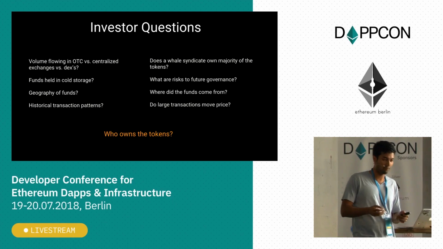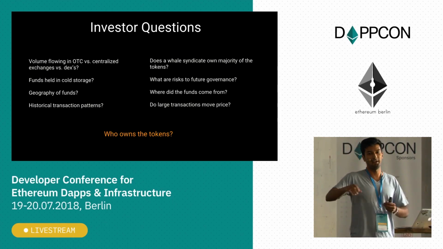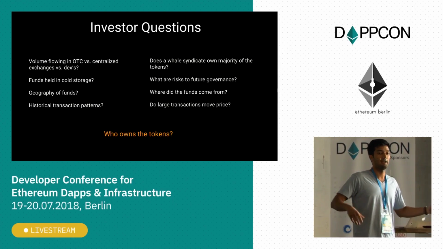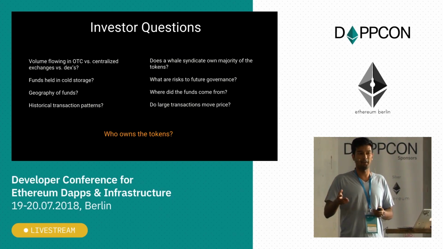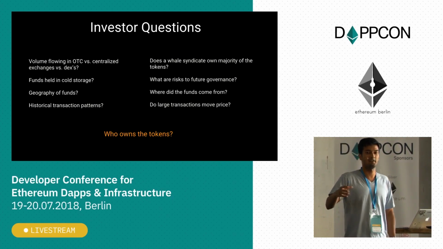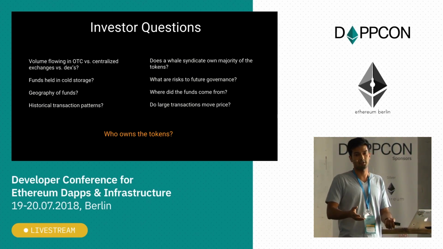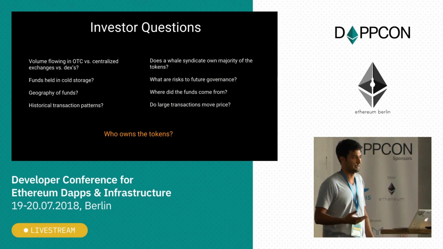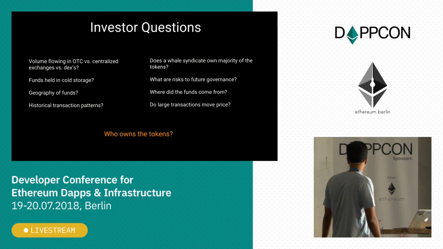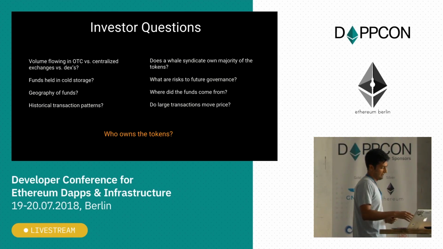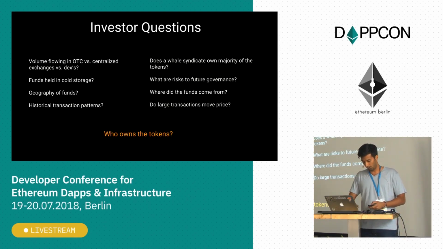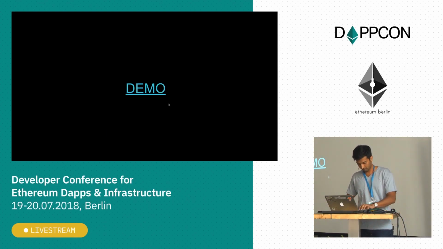This is something that's out there. What if a whale syndicate created a bunch of different addresses and took part in an ICO, and now they control 50% of the tokens? They could actually impact future governance of that project. So these are questions that people ask us and try to get us to figure out. To help with that, I'm going to go through a quick demo that we built.